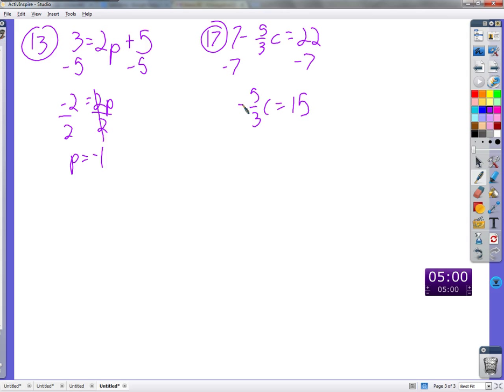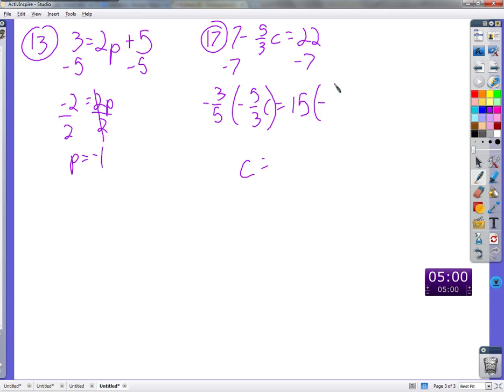Multiply by the reciprocal, right? Or you might think divide by negative 5/3. Same thing. But it's a little easier to look at if we do negative 3/5, because negative times negative gives us a positive. 3 times 5 is 15. 5 times 3 is 15. We've got a positive 15 over 15, which is just 1. So that's great. So this is just 1 times c.